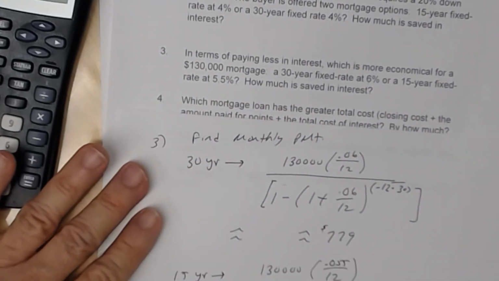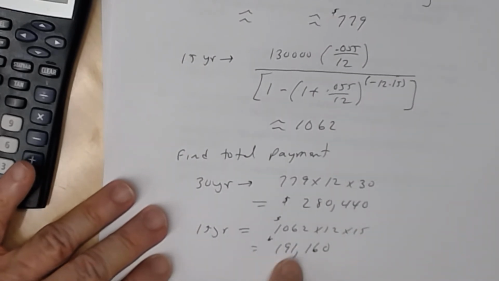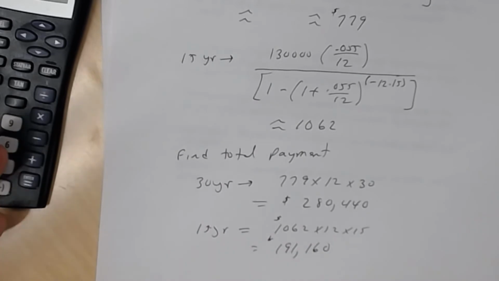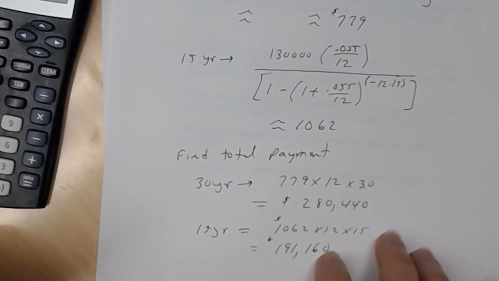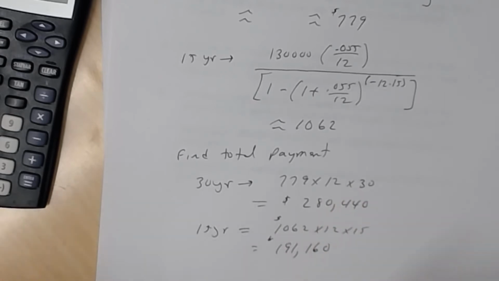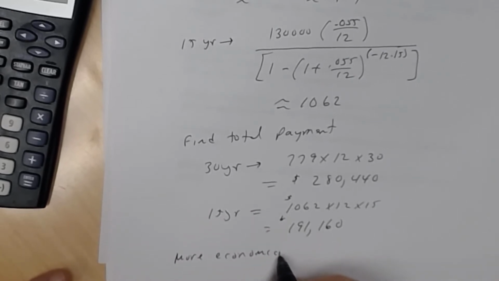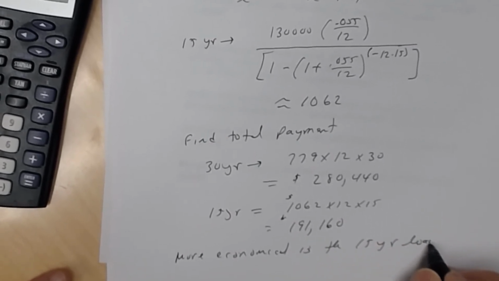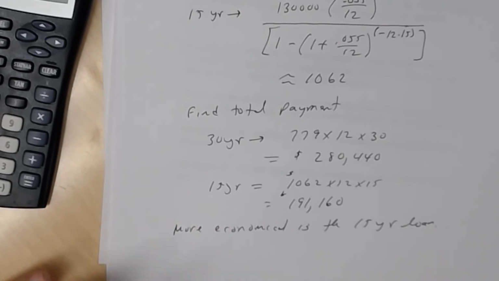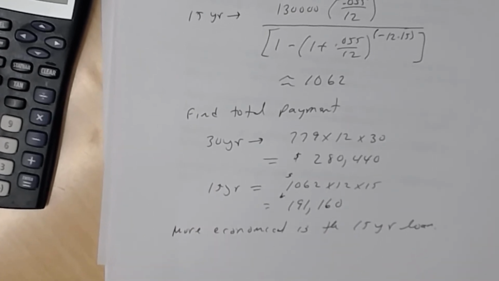Well, the answer should be the 15-year, right? Why should the answer be the 15-year? Because at the end of the time period, you paid less than the 30-year. So which one's more economical? So the more economical is the 15-year loan. Okay? You pay less, right? You paid $191,000 instead of $280,000.